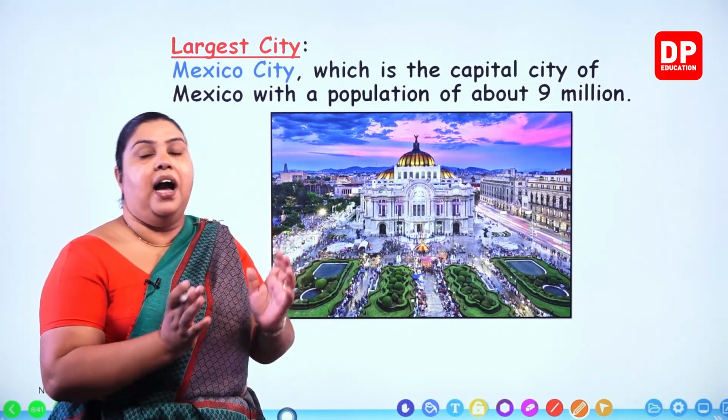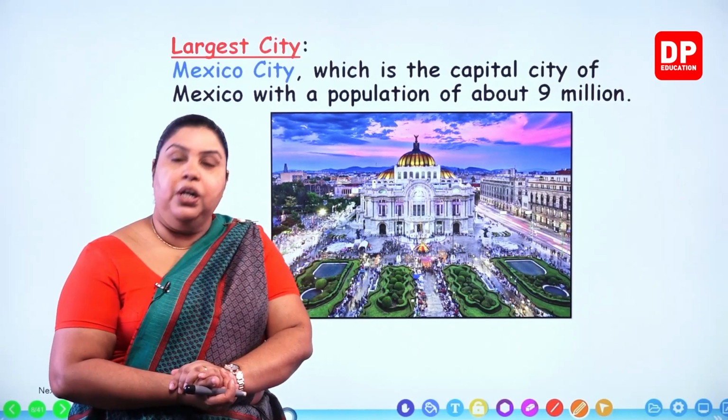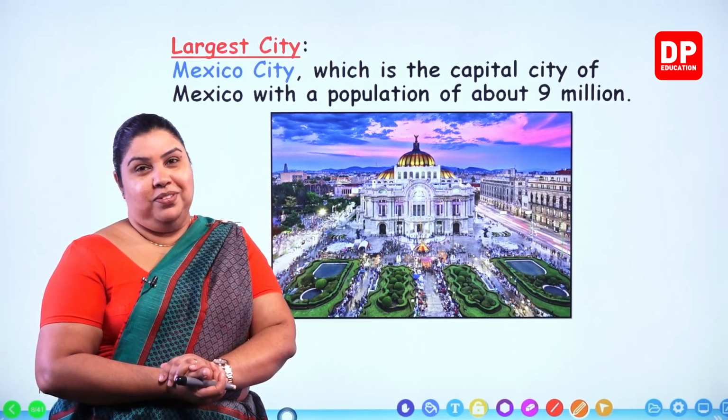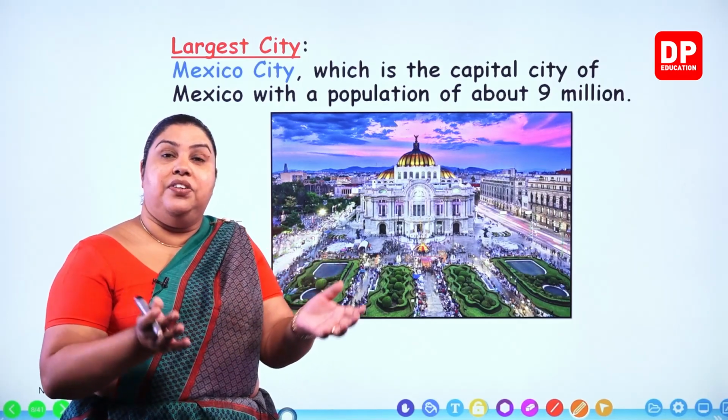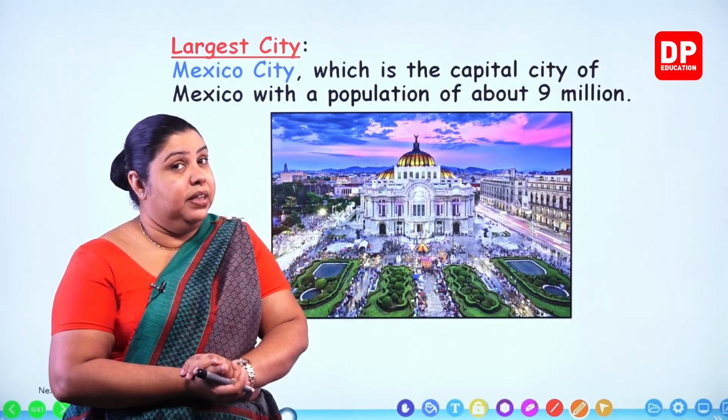Now what is the capital city of Sri Lanka? Sri Jayawardhanapura Kotte, not Colombo. Okay, now our country is Sri Lanka, but our capital city is Sri Jayawardhanapura Kotte.